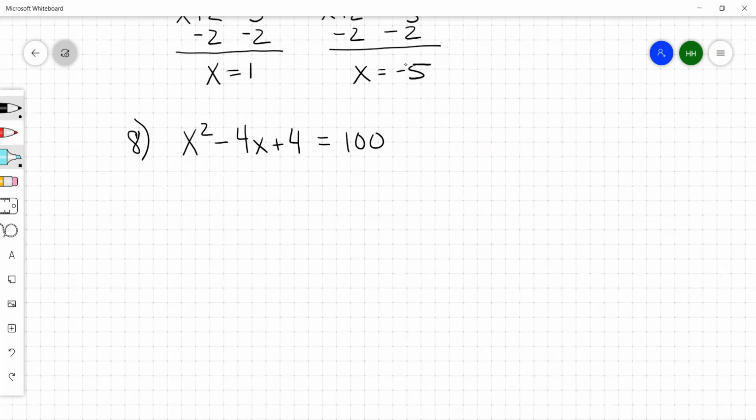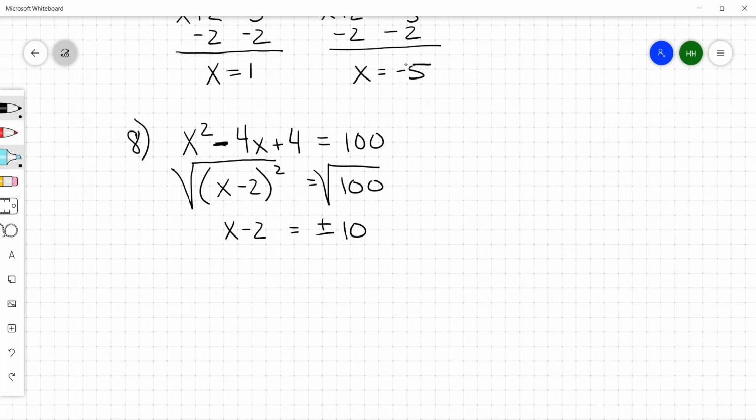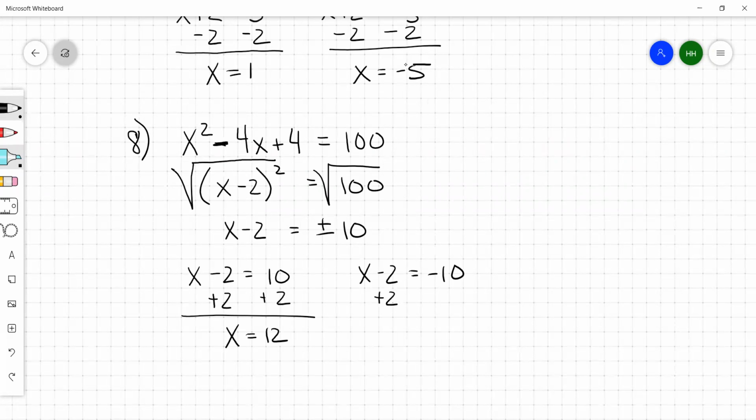Same process here. You got a perfect square on the left, but this is a minus. So this factors to x minus 2 squared equals 100, and you find the square root of both sides. So x minus 2 equals positive or negative 10. X minus 2 equals 10. X minus 2 equals negative 10. Add 2 to each side. X equals 12. X also equals negative 8. There's your two solutions.